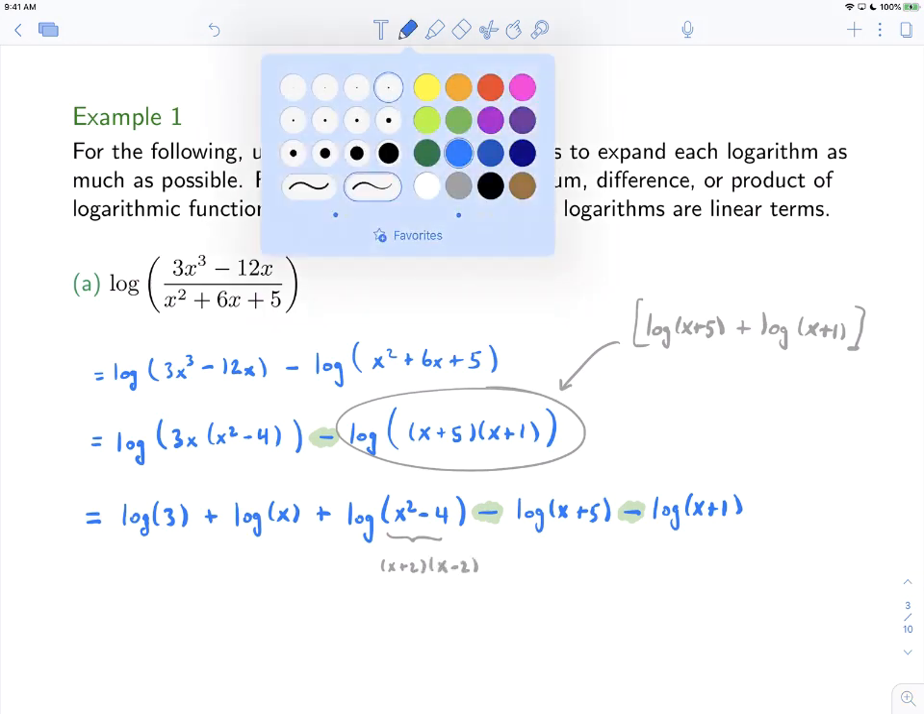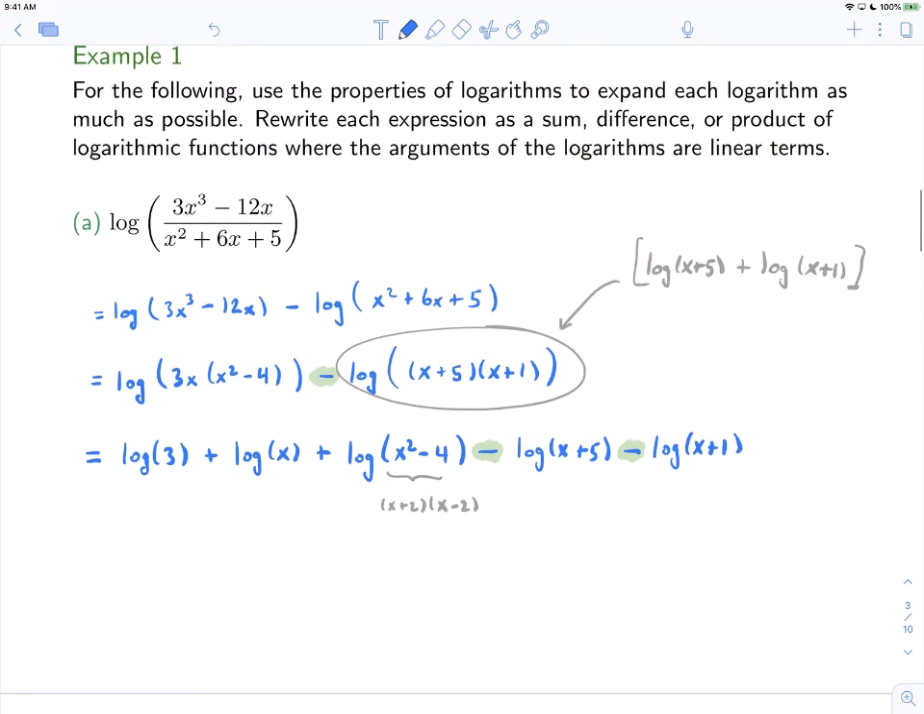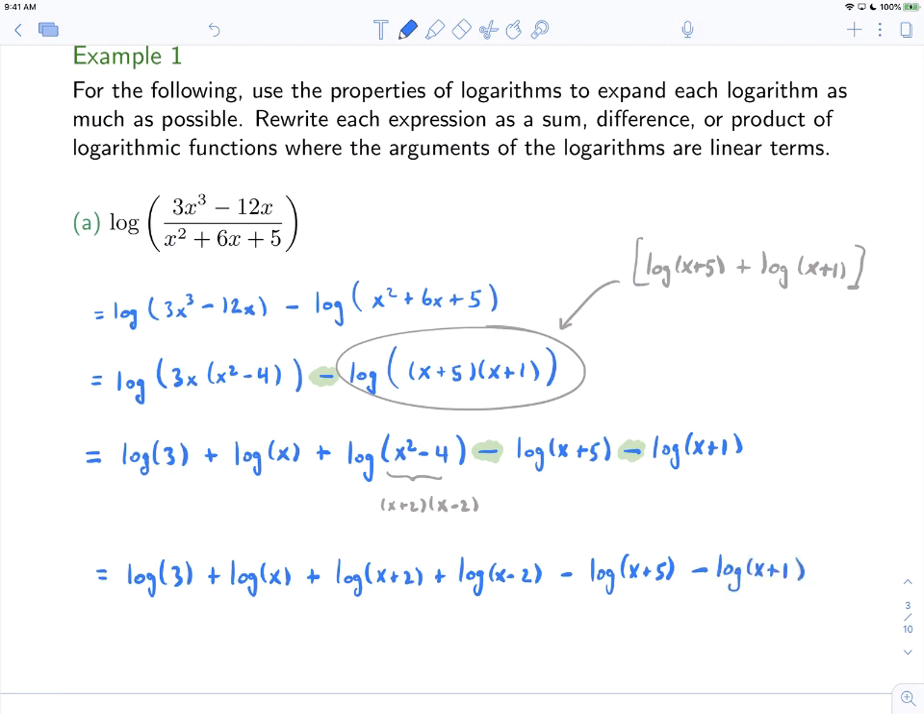So that tells us that we have log 3 plus log x plus log of a product. So we'll write that as log of x plus 2 plus log of x minus 2 minus log x plus 5 minus log of x plus 1. Okay, so we've expanded this as much as possible. So that's what was the instructions. Expand as much as possible.